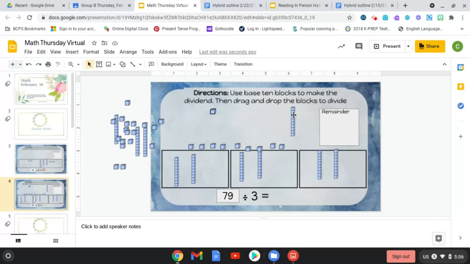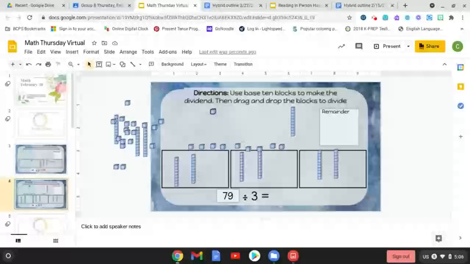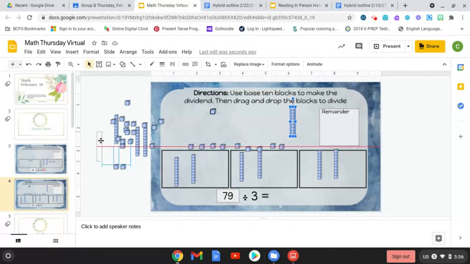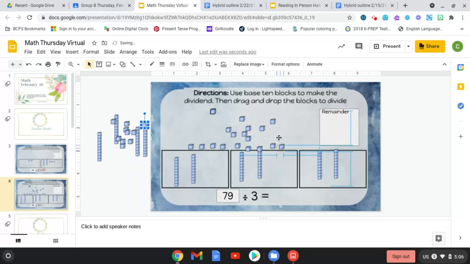So I'm going to take this, and I'm going to break it. I'm going to regroup it into 10 ones, because then I can divide those. So I'm going to put this back over here. 1, 2, 3, 4, 5, 6, 7, 8, 9, 10.